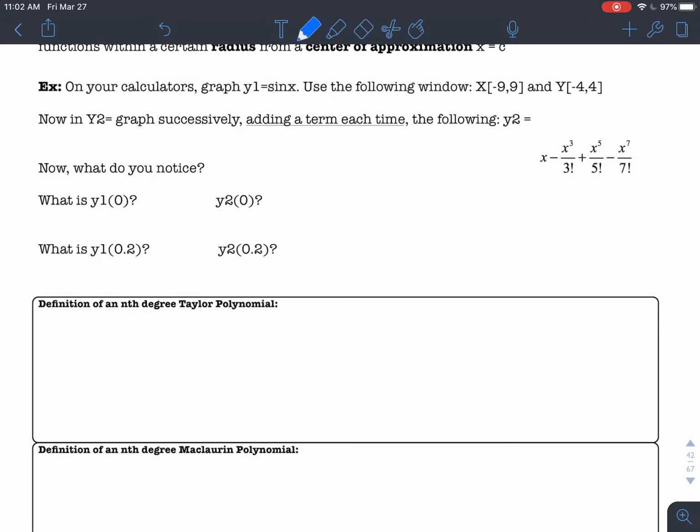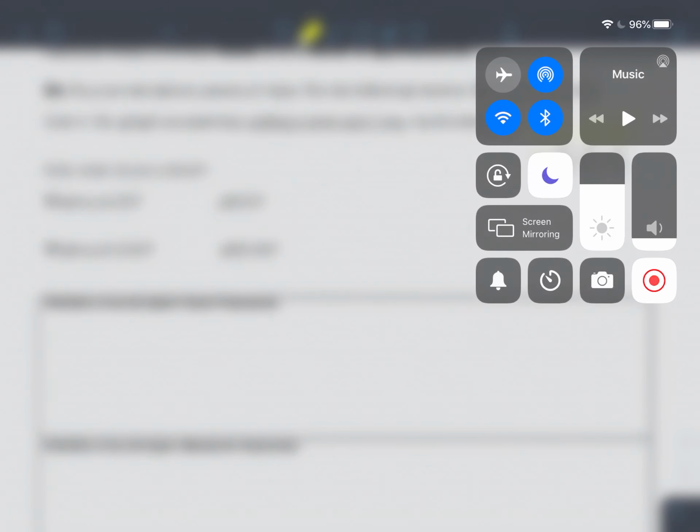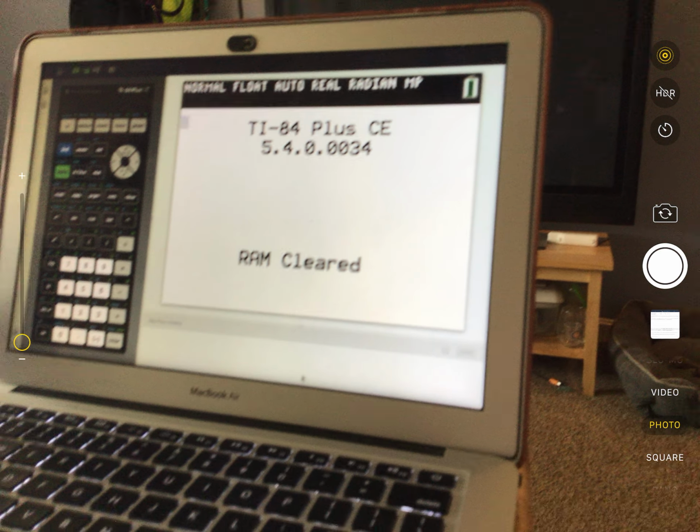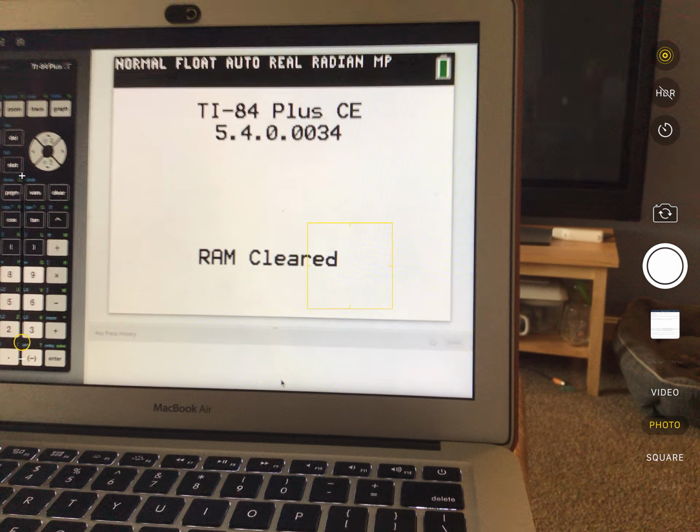We're going to look at graphing y1 as sine of x on our graphing calculator. We're going to use that window. And then in y2, we're going to successively add a term to each graph. So for our first y2, we're just going to type in y equaling x, which is the tangent line that we just found. And then we're going to do this a couple of times, right? We have 1, 2, 3, and 4. I might actually do it all separate, but we're going to see what happens.